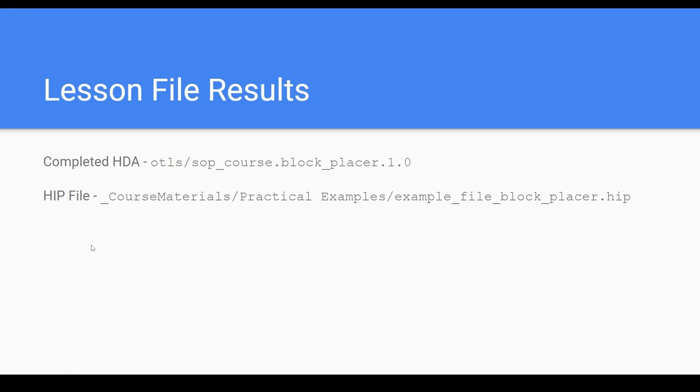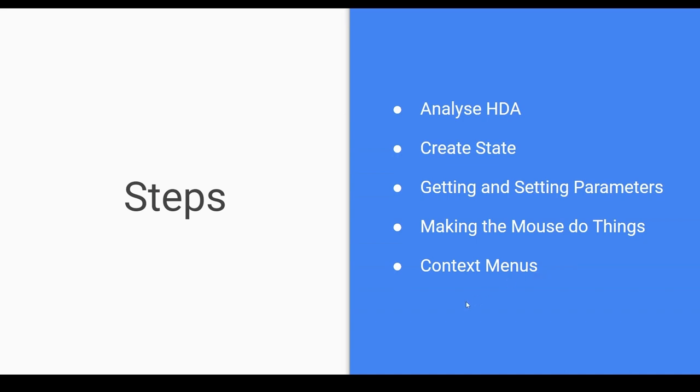Okay, so the files that we'll need. For the people that are looking at this video on the course materials itself, you can find those in these locations. You know where they are. You've seen them before. For anyone else, there's probably going to be a link in the description of this video with these files here, where you can just download them. Make sure that you install the OTL or the HDA in the correct location, and then simply load up this HIP file.